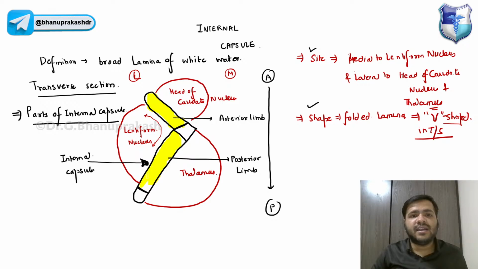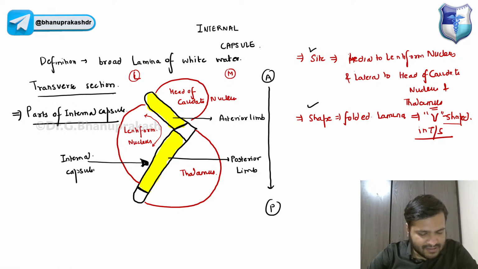Now this posterior limb is between the thalamus and the lentiform nucleus. Yes, Dr. Akhilesh, you're right. It is between the thalamus and the lentiform nucleus.